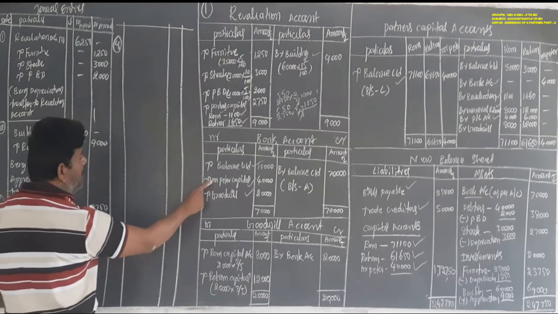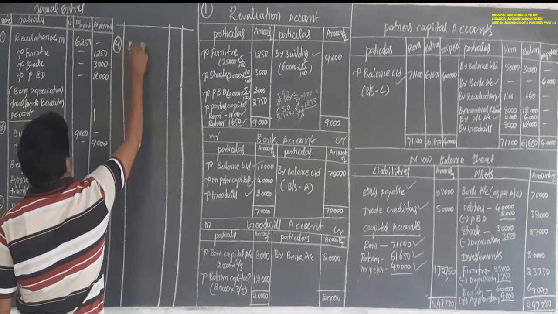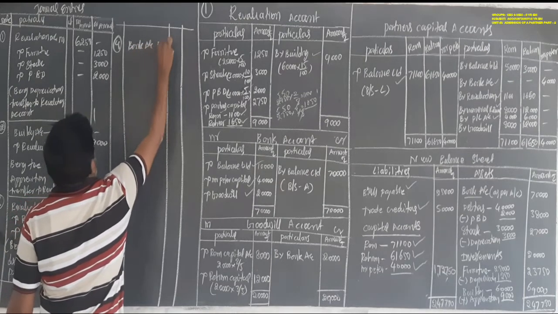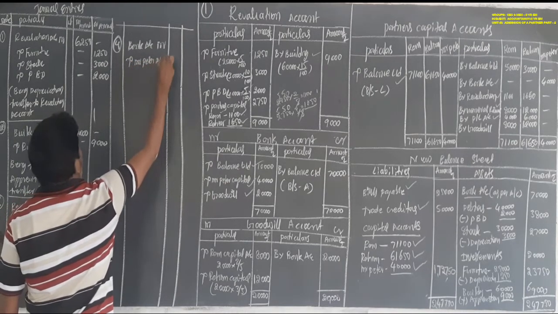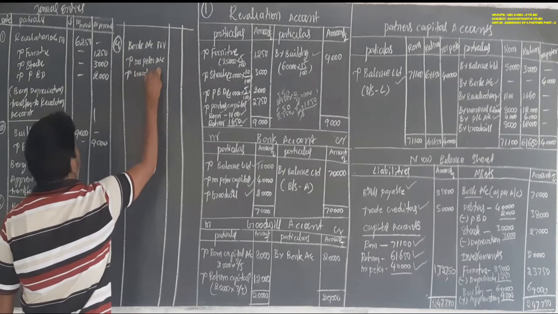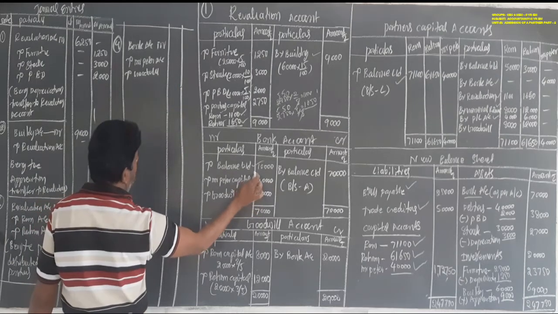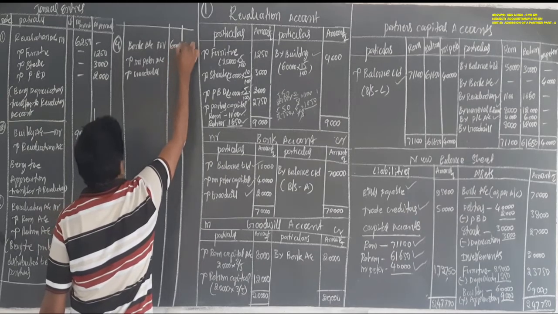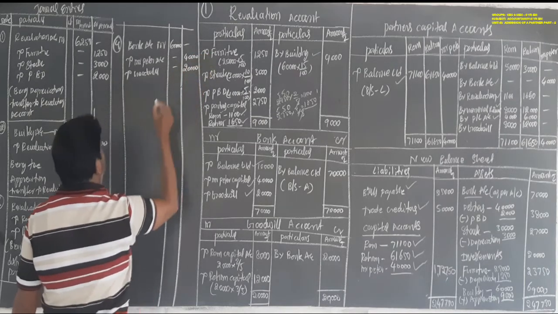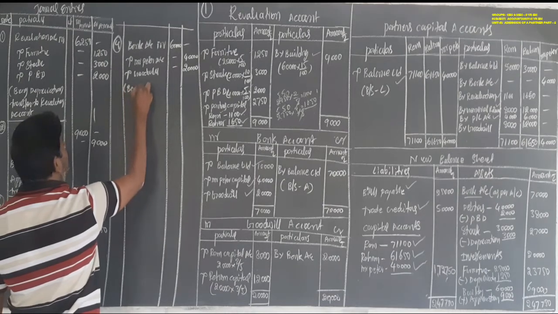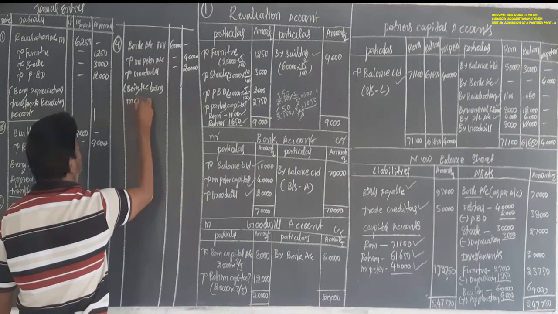The new partner brings the goodwill as well as capital. So bank account debit to Mr. Peter capital account, to goodwill. Total bank amount is 40 plus 20, 60,000: 40,000, next 20,000. Being the bring in cash.